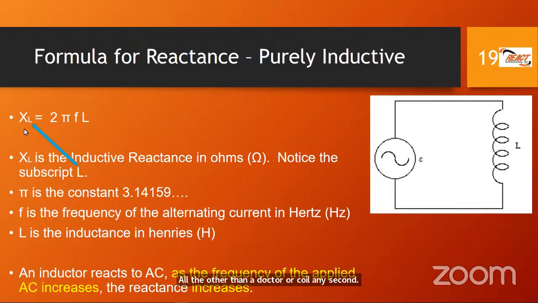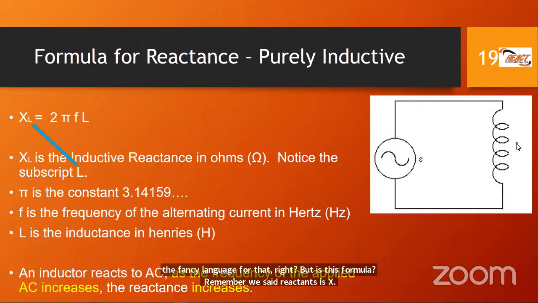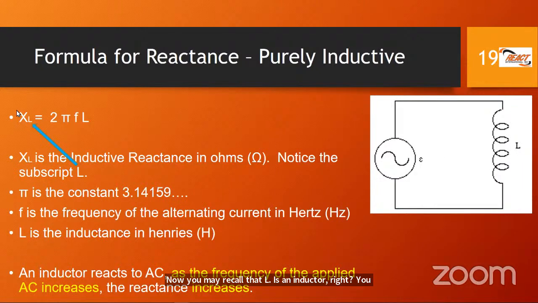But there's this formula. Remember we said reactance is X. Now you may recall that L is an inductor, right? If you have a coil that has inductance, the symbol is L. So XL, and this L is actually a subscript L. So it's down off to the right, right?